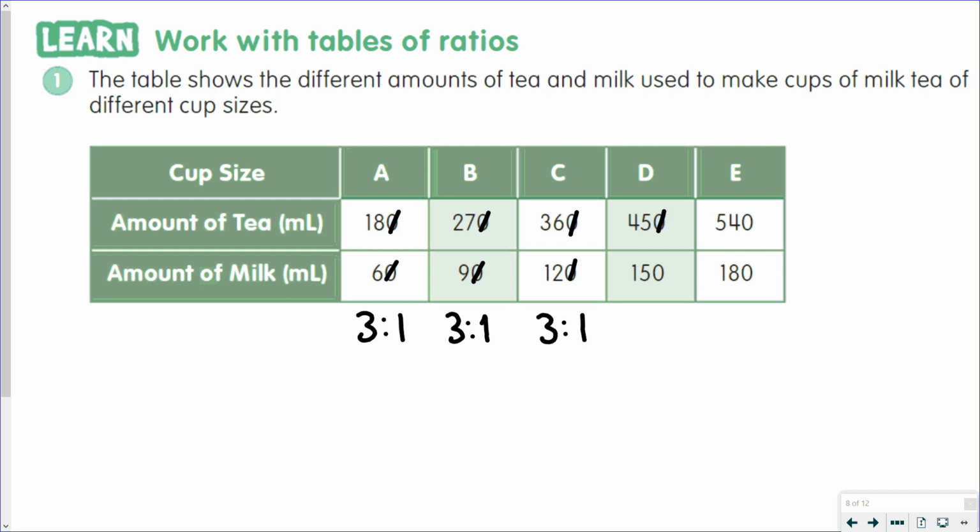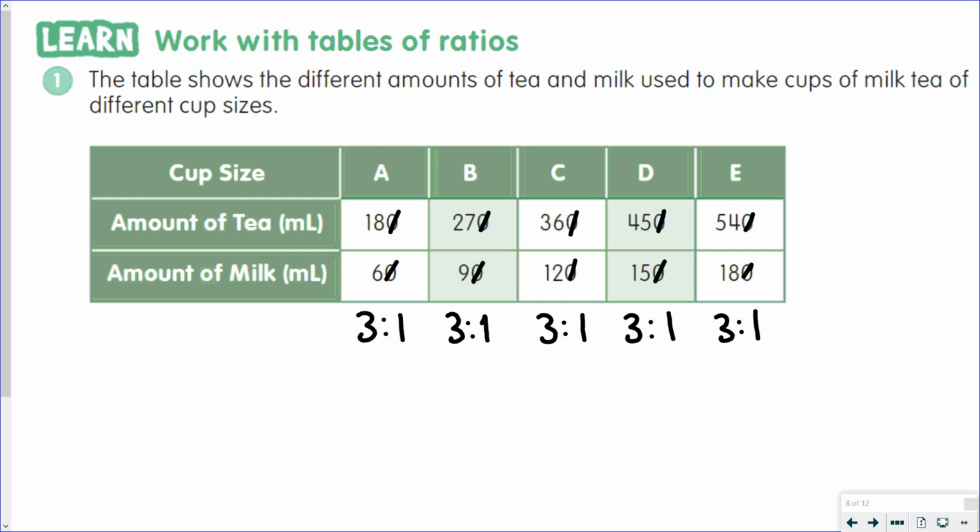450 to 150, we take off the zeros, divide them both by 15, and look at that, we get the ratio of 3 to 1. And finally, column E, divide both of those by 18, and we get the ratio of 3 to 1.